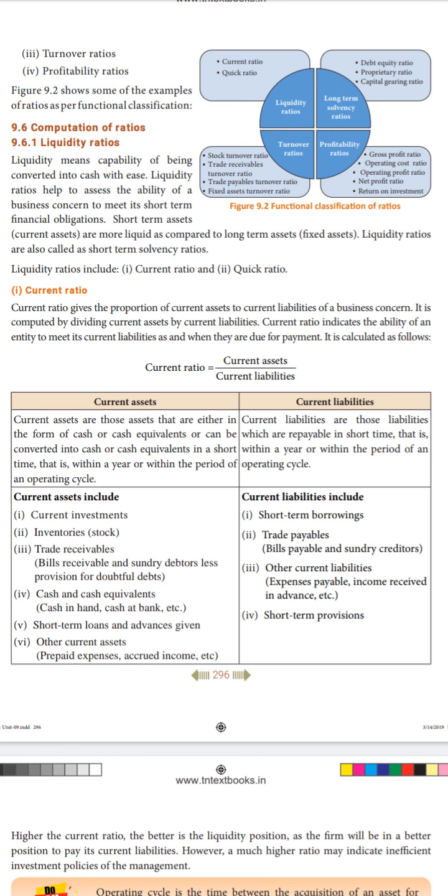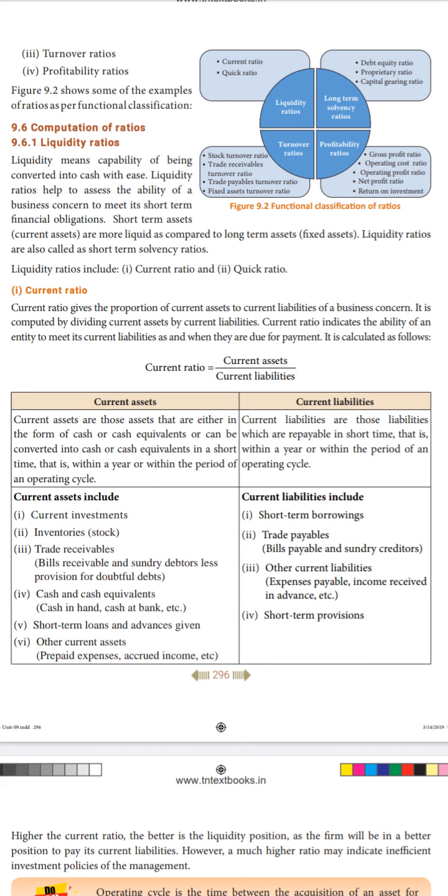The last, or the fourth, functional classification is profitability ratio. Here we have five categories. One is gross profit, second operating cost ratio, third operating profit ratio, fourth net profit ratio, and the last one return on investments. So these are the ratios through which we will be computing the ratio analysis.